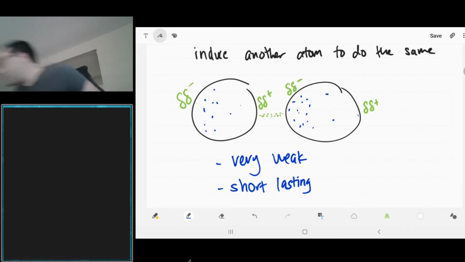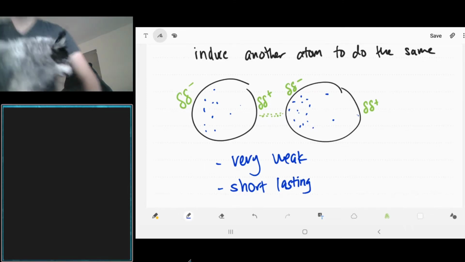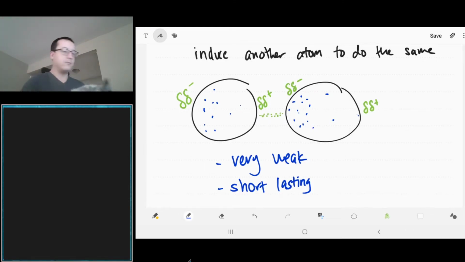Naughty creature, come here. He doesn't like these London dispersion forces. They're too weak for him.